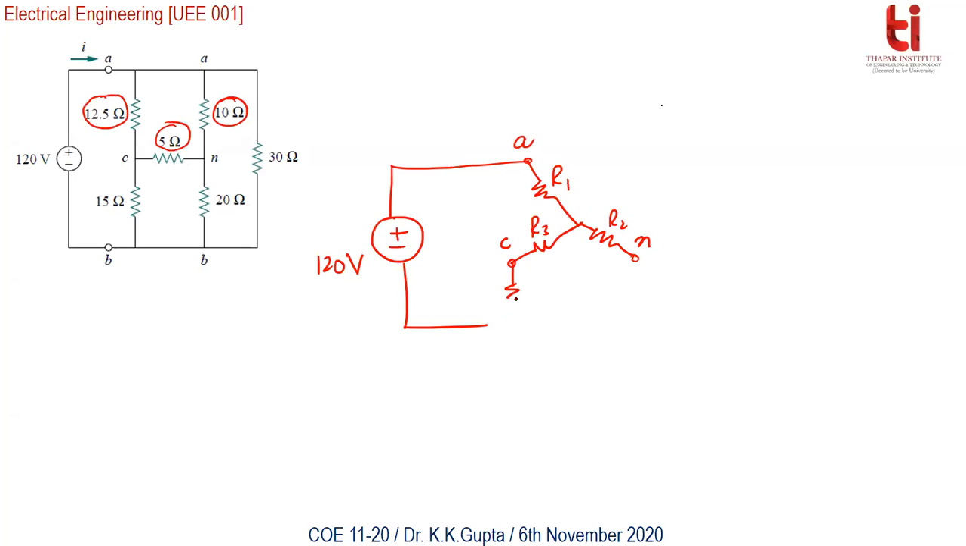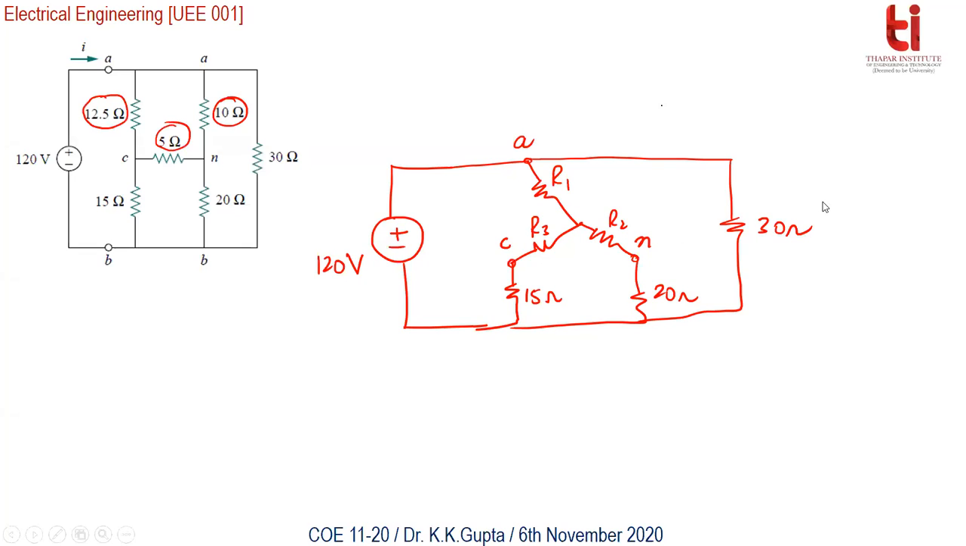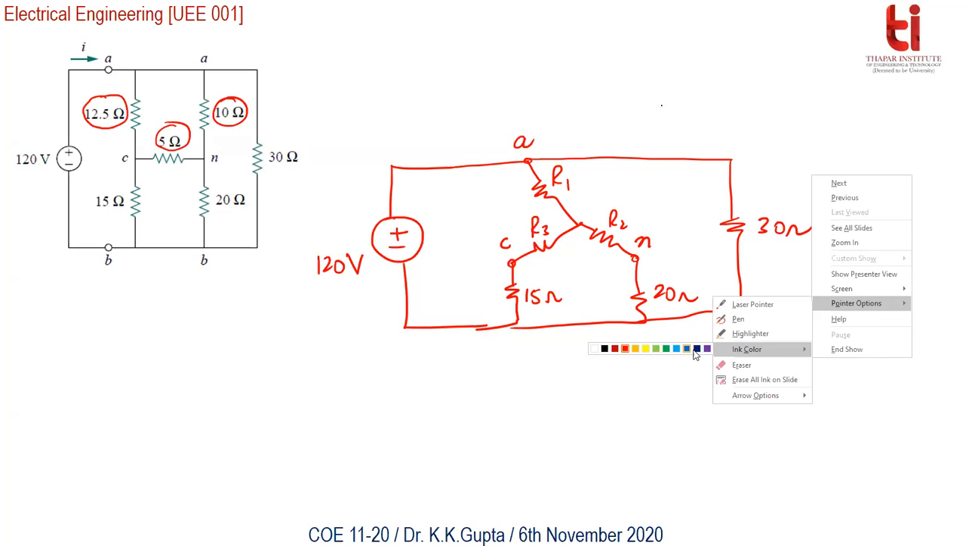सो ये वाला रेसिस्टेंस इट रिमेन्स 15 ohms. N से B जो है दैट विल आल्सो रिमेन 20 ohms, एंड A to B जो बाहर की तरफ से एक रेसिस्टेंस था that will remain 30 ohms. Right? So this is what you get once you convert that delta into a star.